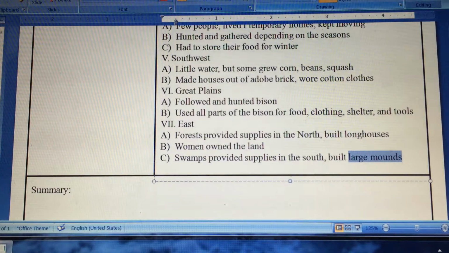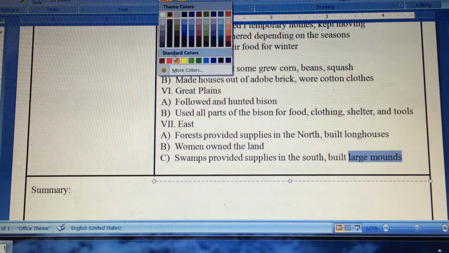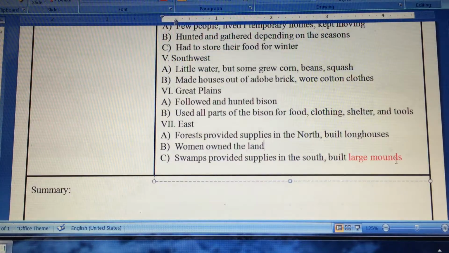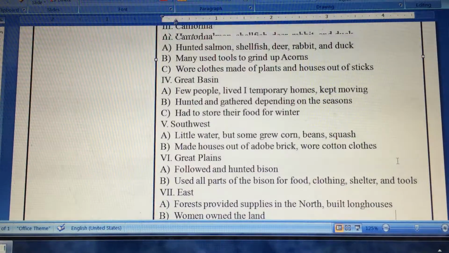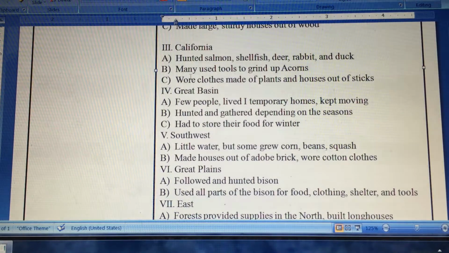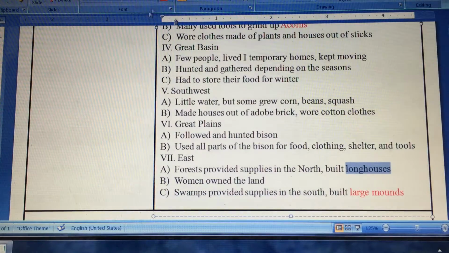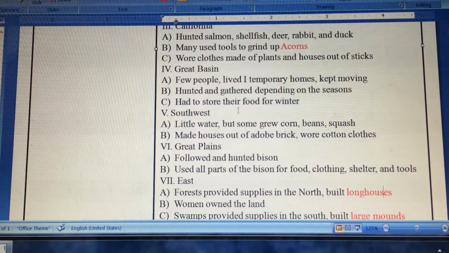Let me see where my highlight tool is. Actually, not here. I'm just going to make that in red, because that's kind of an important point. I want to make sure that we know that. When we talked about California, I can do the same thing. Acorns. I'll make that a different color. Okay? Those are pretty important things. Longhouses. It's almost as if we're finding really important things that might be on a test. So, those are just a few.